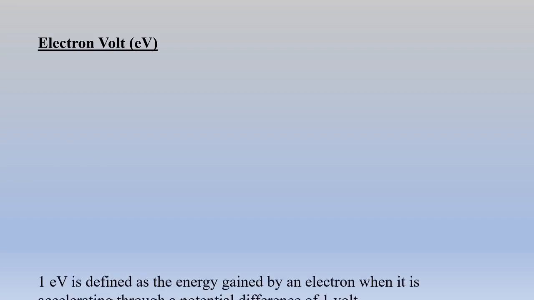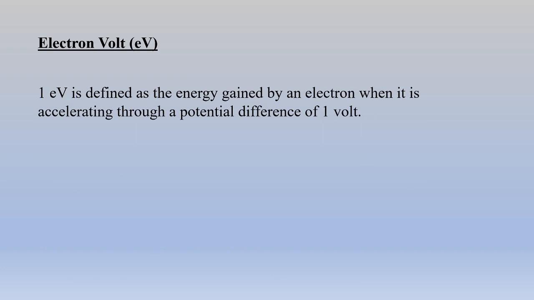Then we have another unit for energy, the electron volt. It is the energy gained by an electron when it is accelerated through a potential difference of 1 volt. The relation between the joule and the electron volt: 1 electron volt is equal to 1.6 into 10 raised to negative 19 joule. Even though it is not an SI unit of energy, many scientists think it is a convenient unit to represent the very small amounts of energy encountered in particle physics.